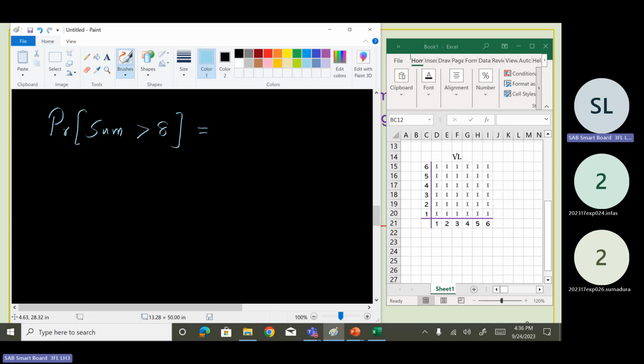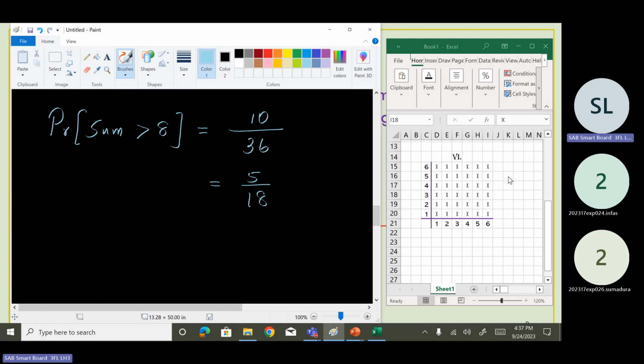So here six and two, eight, not counted. Six and three, counted. Six and four, six and five, six and six, counted. Five and three, not counted. Five, four, five, five, five, six, counted. Four, four, not counted. Four, five, four, six, counted. Then three, five, not counted. Three, six, counted. So here four, three, two, one, all together 10 elements are counted out of 36. 10 over 36 can be simplified to 5 over 18.